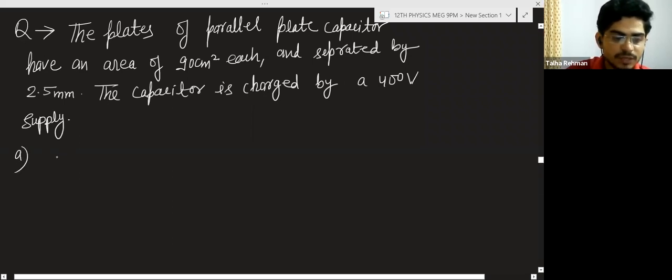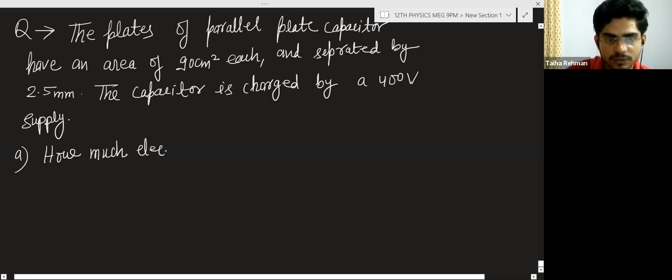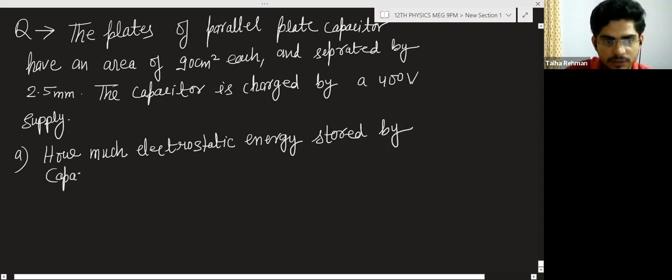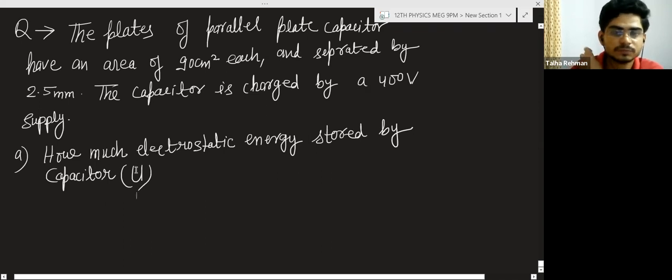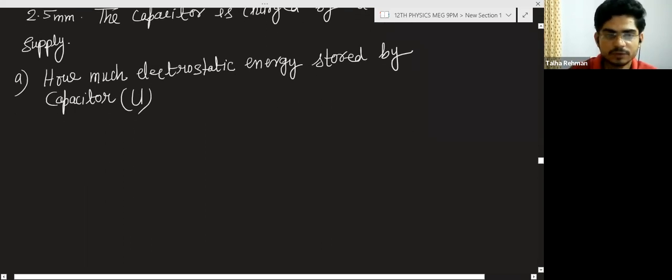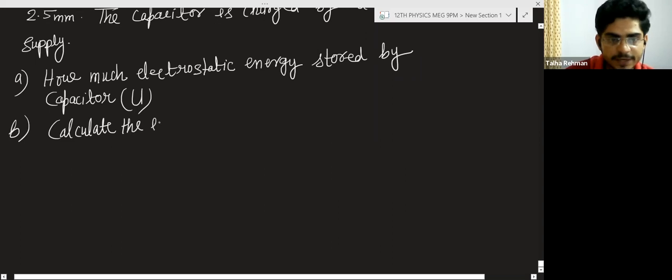The first question is how much electrostatic energy is stored by the capacitor. So they are asking capital U. And the second question, B, is calculate the energy density.